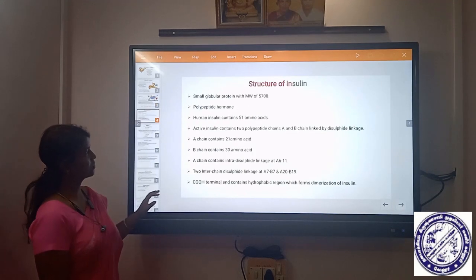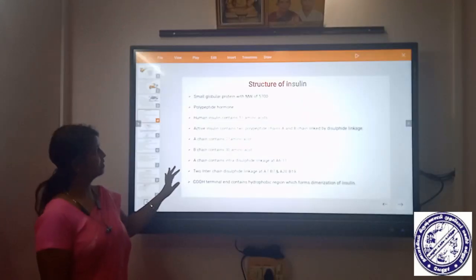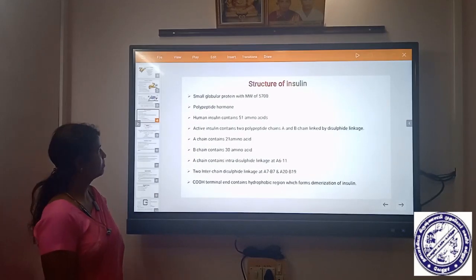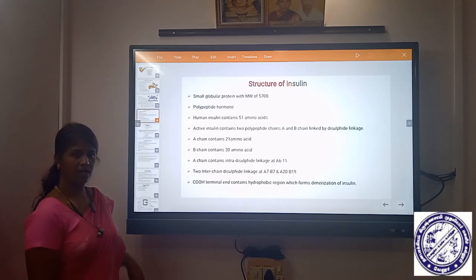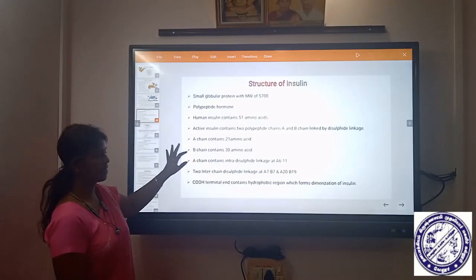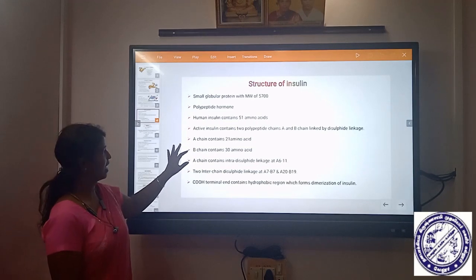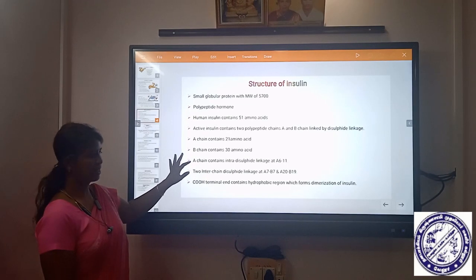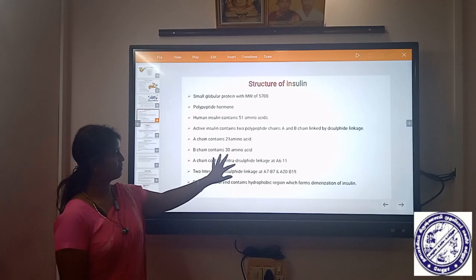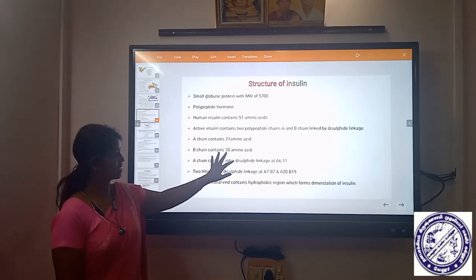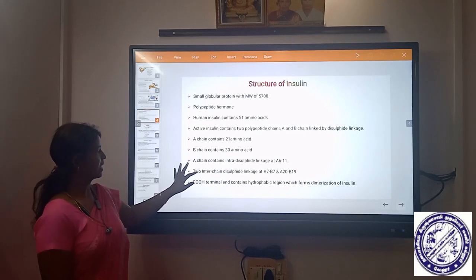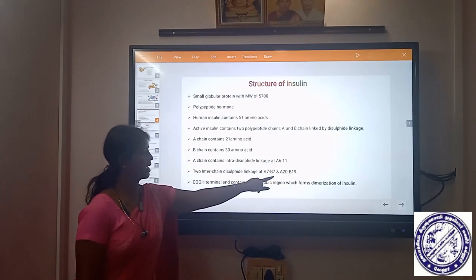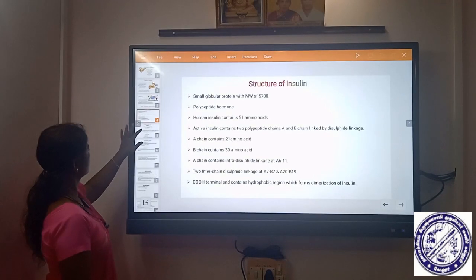Then the structure of insulin. It is a small globular protein with a molecular weight of 5700 and it is a polypeptide hormone. It has 2 chains, A chain and B chain. A chain contains 21 amino acids and B chain contains 30 amino acids. Totally it has 51 amino acids. The A chain has an intrachain disulfide linkage at positions A6 to A11, and 2 interchain disulfide linkages are present at positions A7 to B7 and A20 to B19.